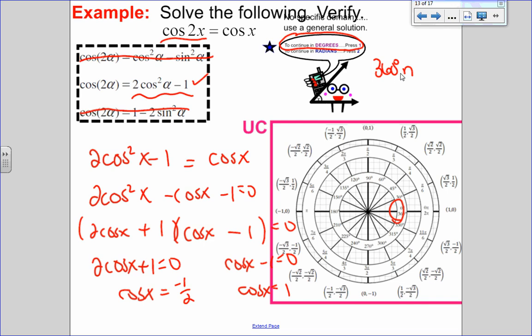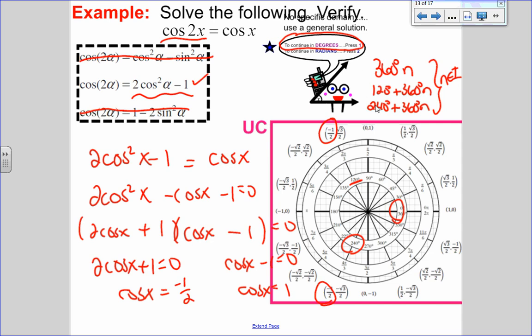Where is cosine equal to negative a half? So x coordinate negative in quadrant number 2, right here at 120, and also in quadrant number 3, and that is right here at 240. So my first solution starts at 120. I have to go all the way around the circle to find it again. Same thing with 240. So those are all of my solutions, and for each one of those I will say n is an integer, so I get positive and negative angles.